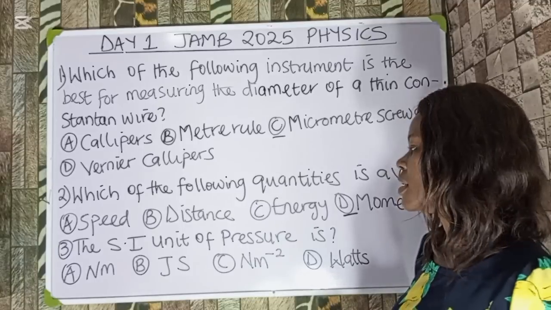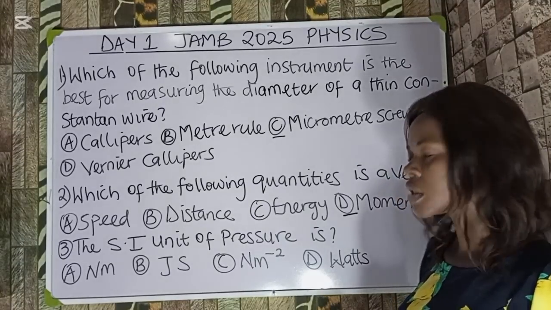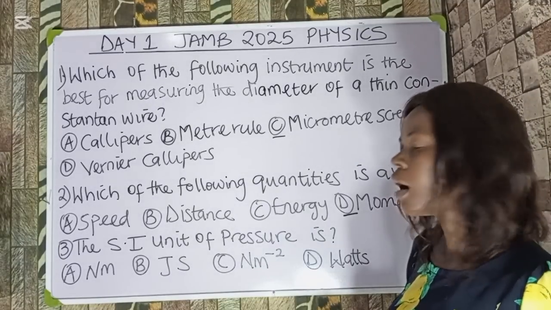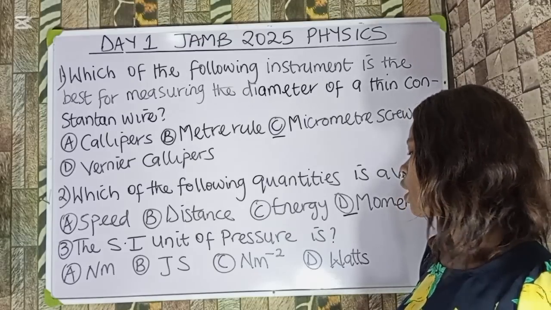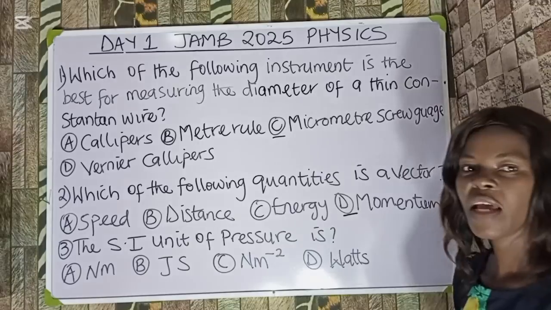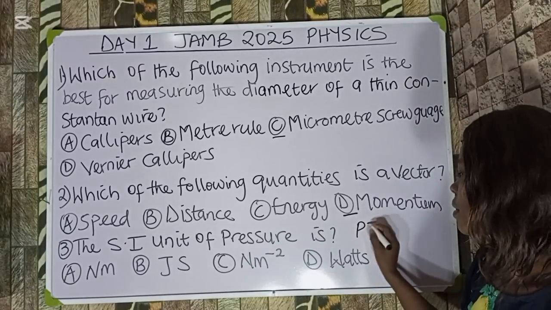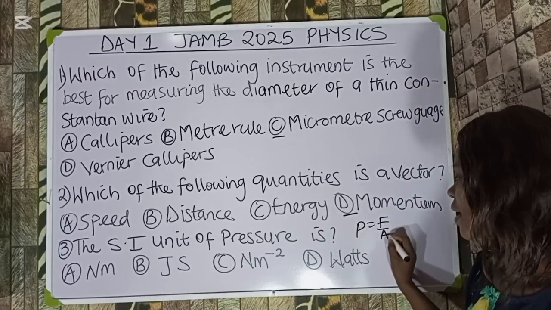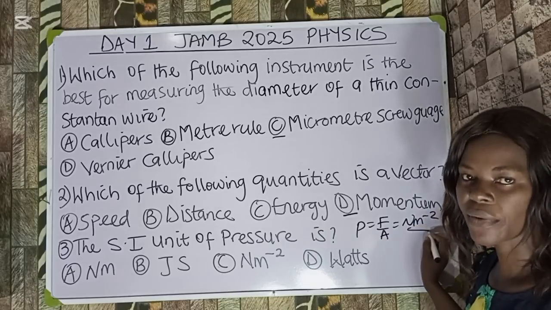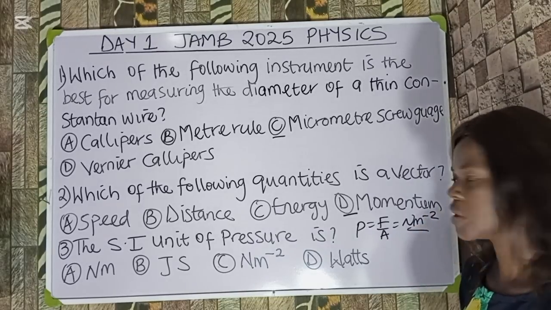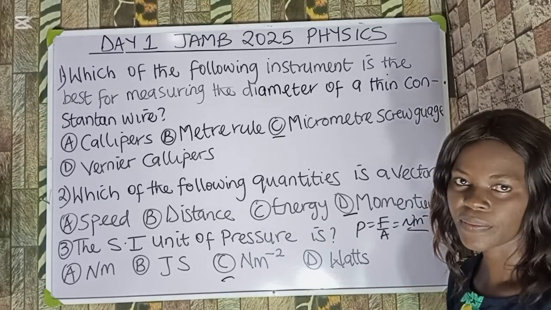Number 3, the SI unit of pressure is what? Option A, Newton meter. Option B, joule second. Option C, Newton per meter square. Option D, watt. Now if you know that pressure is force per unit area, right? That is Newton per meter what? Square. Okay, so the correct option to this question is option C.